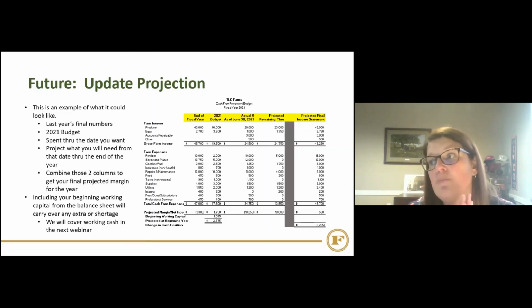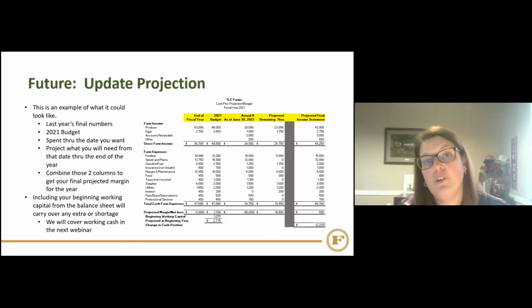The next column would be what you've already done. So you could do this every month. You could say as of January 31st, as of February 28th. You could do this every month if you wanted. You could do this every quarter, okay? But this would be your actual column. Then you have your projected through the remainder of the year. What do you need to get through the rest of the year? You add those two columns, and that's your projected final income statement.